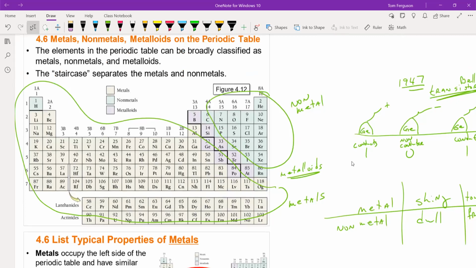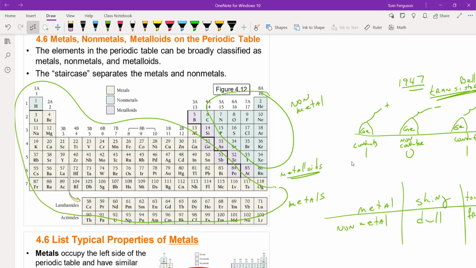Parts of the periodic table. There are 3 parts to the periodic table. Metals. What's the opposite of a metal? A non-metal. And in between a metal and a non-metal, it's called a metalloid. So those are the 3 groups. There are only a few non-metals. That's the top right corner.